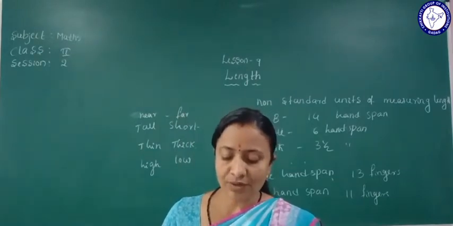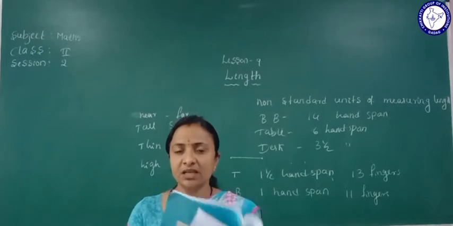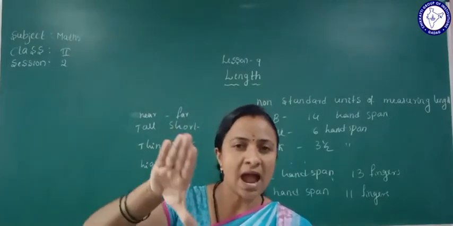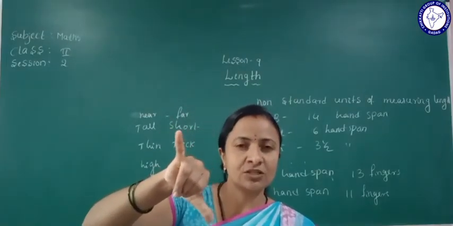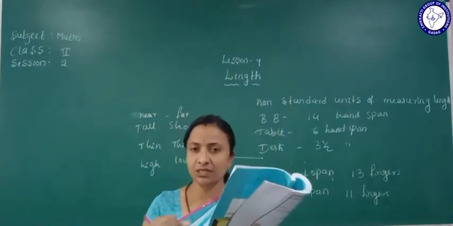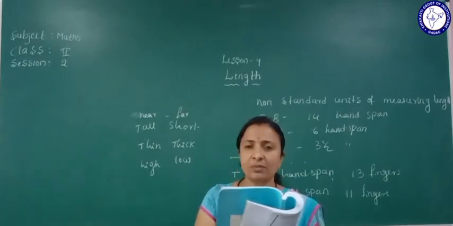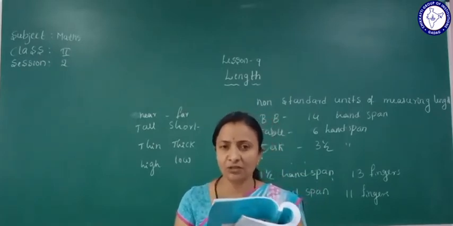So how is the boy measuring the length in the picture? How will we measure? He is using a handspan, like here. The boy is measuring the length using a handspan. Yes, you are also playing marbles at that time, so you are also measuring like that.